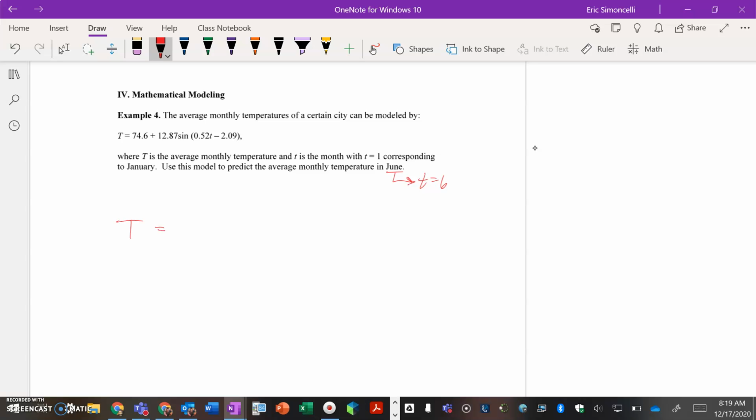So we'll go ahead and say T equals, using the equation, 74.6 plus 12.87 times the sine of what? 0.52 times 6 minus 2.09. Now we are not going to graph this. We could. As a matter of fact, graphing it would give us some perspective as to maybe a shift to the right. We've got a b value that may be a horizontal shrink or a stretch. Technically, we can think about that, factoring it out again. An amplitude stretch vertically, and then a shift up. I'm not going to detail that at all in this particular problem.